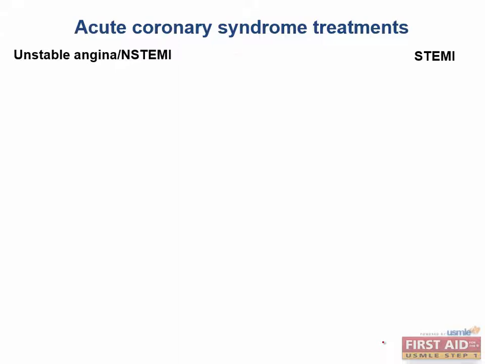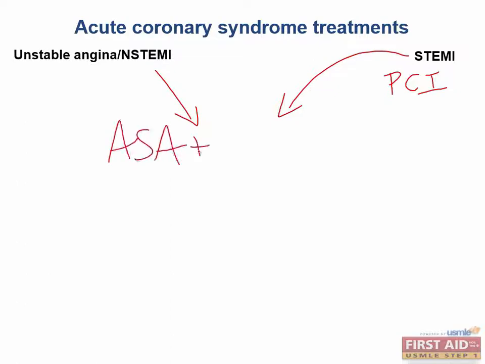Acute coronary syndrome treatments. The treatment for unstable angina, a non-STEMI, and STEMI should all be the same in your brain except for percutaneous coronary intervention, something that you reserve for ST elevation MIs. In both situations, you need to prevent further platelet aggregation with aspirin and an anti-ADP receptor such as clopidogrel.